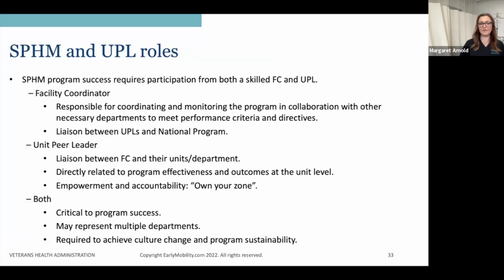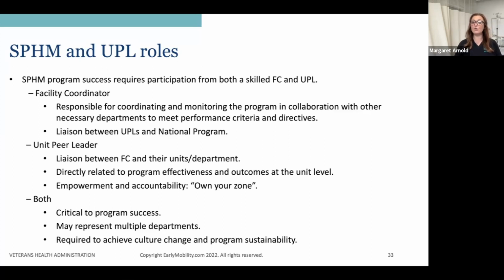Safe patient handling mobility program success requires participation from both a skilled facility coordinator, program manager, and unit peer leaders. The facility coordinator or program manager is responsible for coordinating and monitoring the program in collaboration with other necessary departments and meet performance criteria and directives from the national directive at the facility level, and is the liaison between the unit peer leaders and the national program.